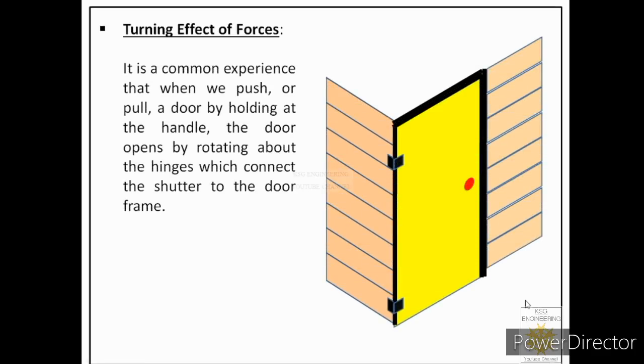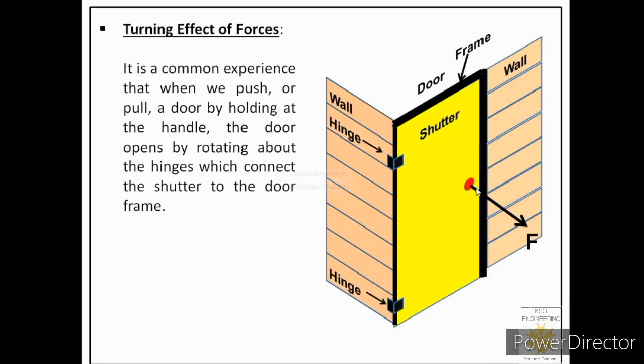It is common experience that when we push or pull a door by holding at the handle, the door opens by rotating about the hinges which connect the shutter to the door frame. So let us understand over here. We are shown one door and the shutter is also shown for that door, and these are the walls, and this is the frame of the door, and these are the hinges which connect the shutter to the frame of the door, and then we have a handle of the door.